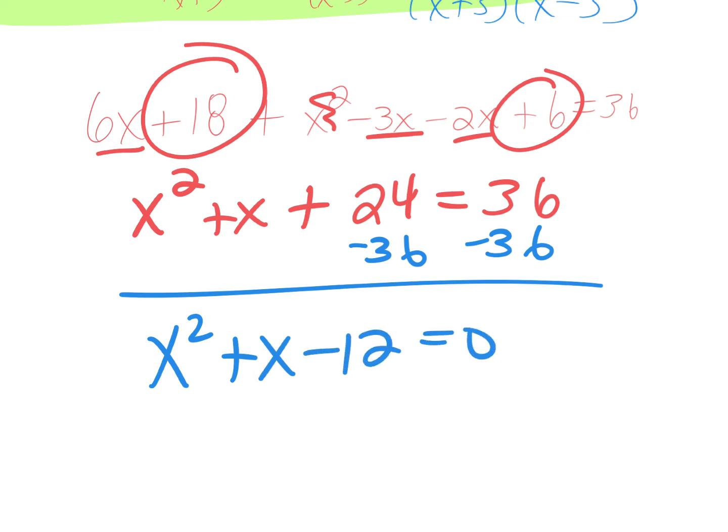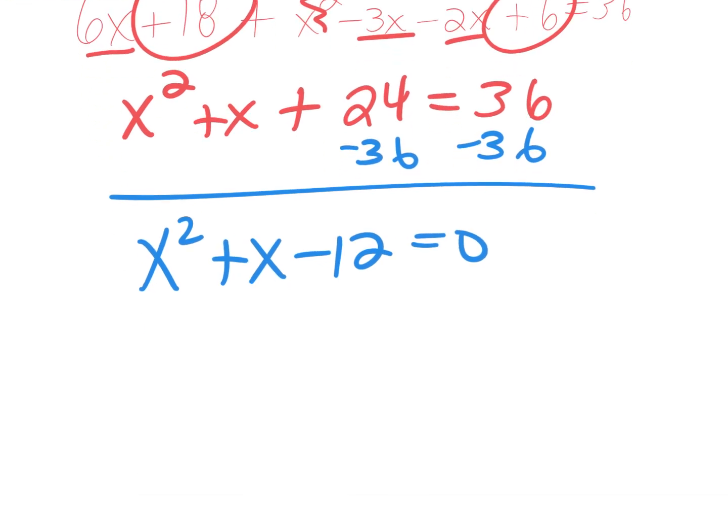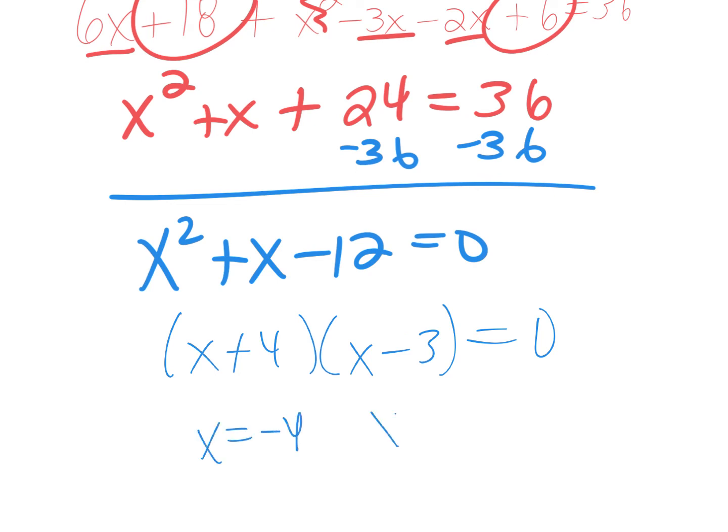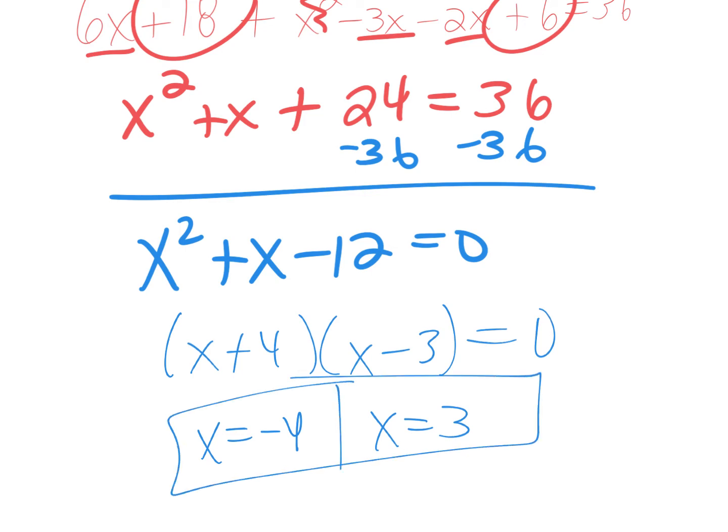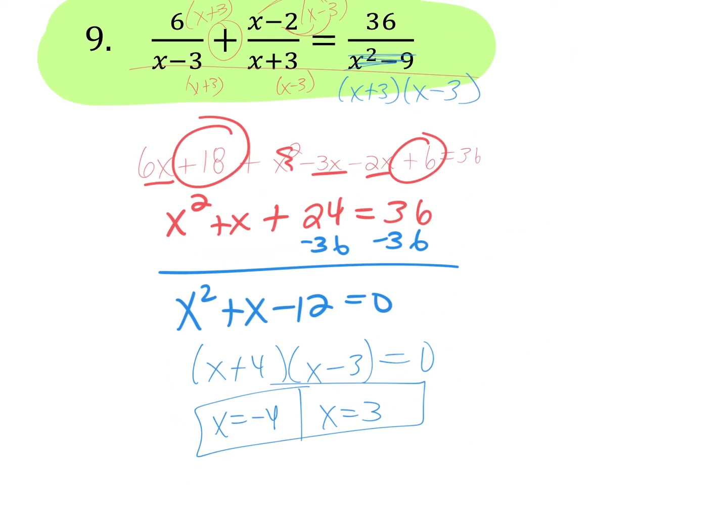Do we know how to factor that? What are factors of negative 12 that multiply to give me negative 12, but add to give me a positive 1? Good. X plus 4, x minus 3. So my 2 x values are x equals negative 4 and x equals 3. What do I need to do with those two? Plug them in. Where is the most important place to plug them back in? The denominator. If I plug in a positive 3, guys, what happens to one of the denominators? So does this one work? No. This is the only answer that we can use.